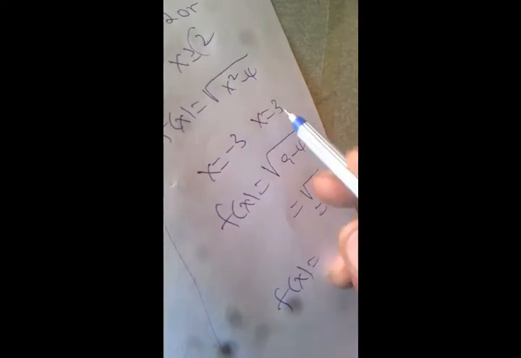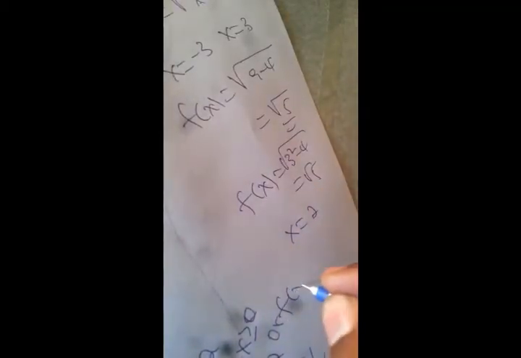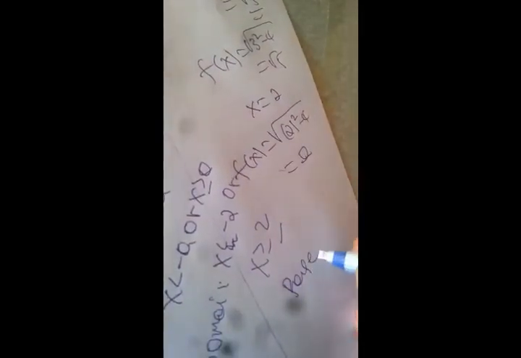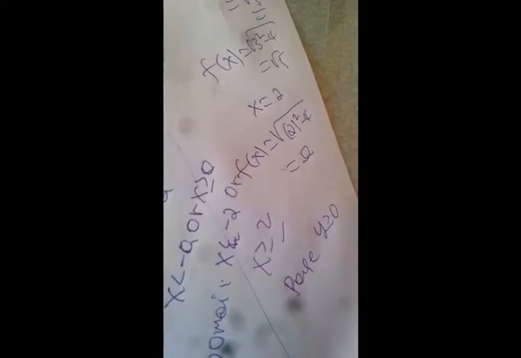For f of x, let's take 3. When we insert 3, 3 squared minus 4 is what? The square root of 5. Let's take the least value, 2. When x is 2, f of x will be the square root of 2 squared minus 4, which is 0. Therefore, from root 5, the least value is 0. Therefore, it is an increasing function, so its range will be y greater than or equal to 0.